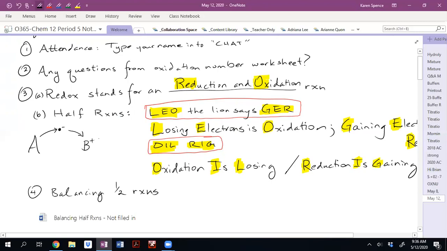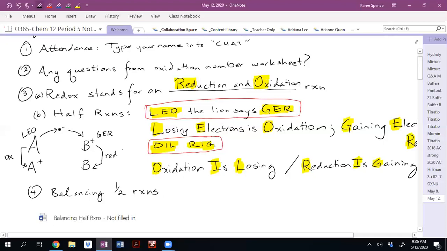And what you would end up then with is A would end up being A positive because it lost an electron, and B plus would become B. Okay, so that would be your A is losing electrons. So that is oxidation. A is being oxidized. And B is gaining an electron, which is reduction, and so it is reduced.